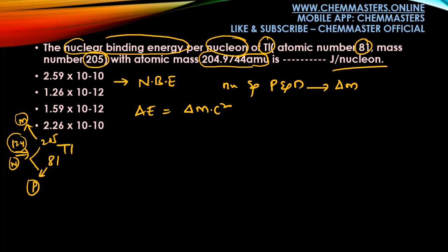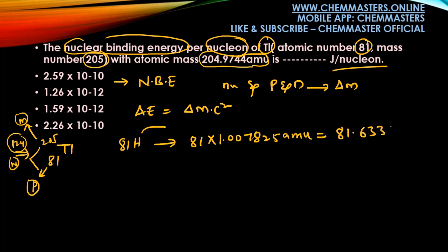Now, the mass of 81 hydrogens should be equal to 81 into the mass of each hydrogen, 1.007825 atomic mass units, which equals 81.63383 atomic mass units.